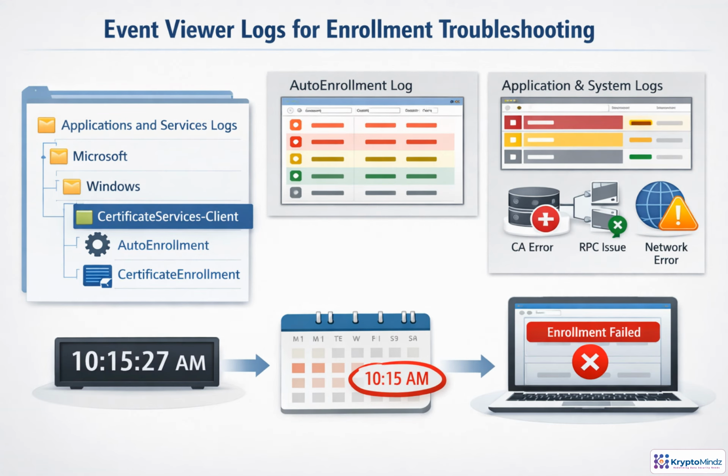When an enrollment fails, Event Viewer is your primary evidence source. Start in the Certificate Services client logs and focus on the auto-enrollment and certificate enrollment operational logs. These usually tell you why a request didn't complete. Then confirm the story in the application and system logs, looking for access denied, RPC unavailable, template problems, or policy failures. Always match the event timestamps to the exact moment you attempted enrollment.